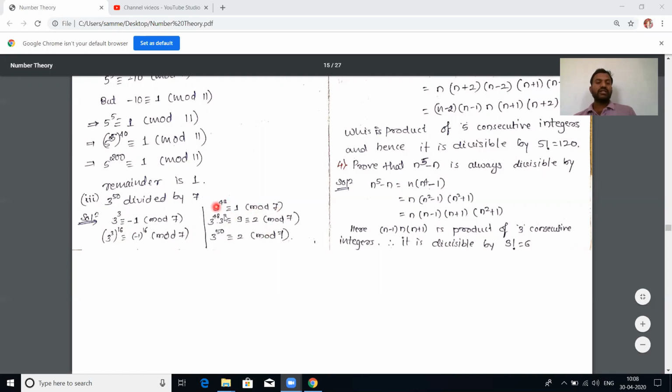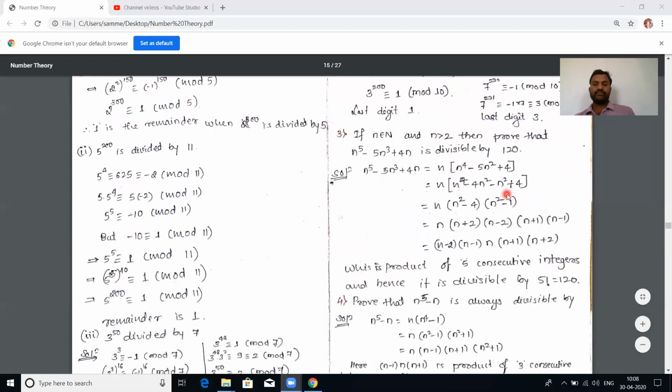Now on the left side we need 3 raised to 50. So what do you have to multiply? 3 square you have to multiply on both sides. So we'll multiply by 3 square. 3 raised to 48 into 3 square, and 3 square is 9. 1 into 9 is 9. And 9 is congruent to 2 mod 7. So therefore 3 raised to 50 is congruent to 2 mod 7. So hence 2 is the required remainder when you divide 3 raised to 50 by 7.